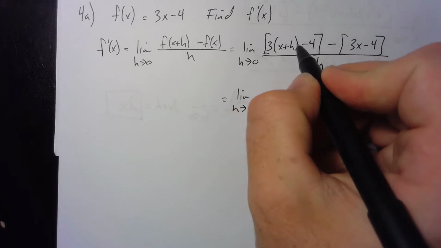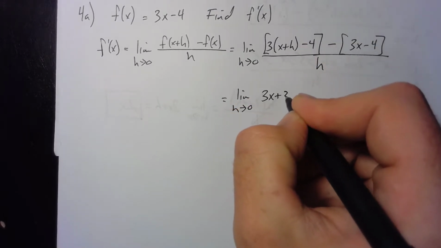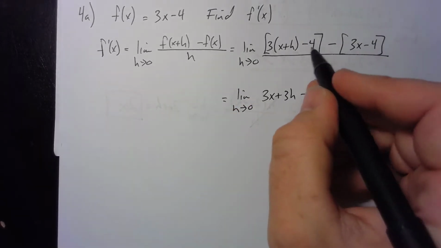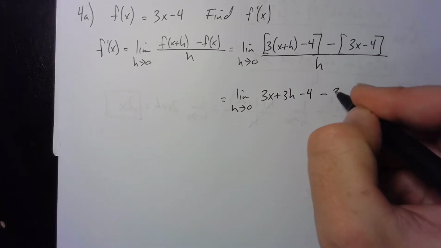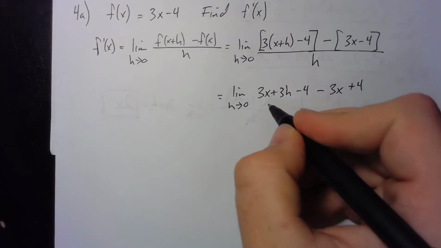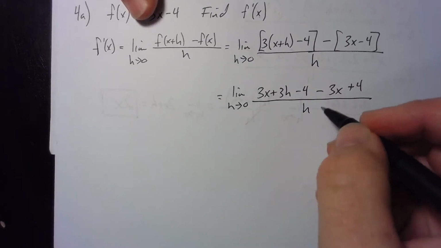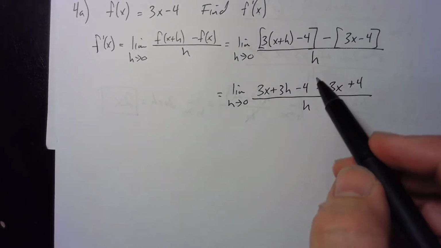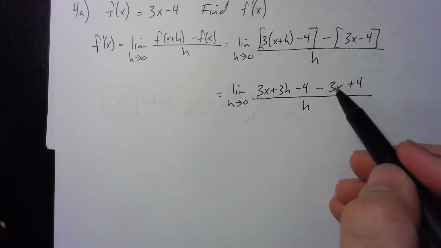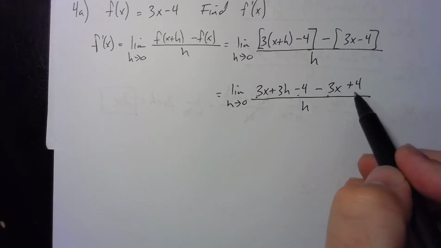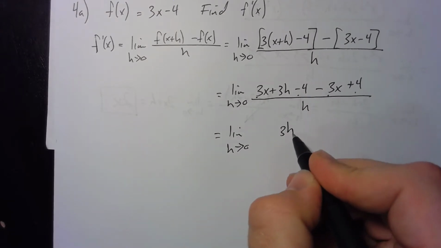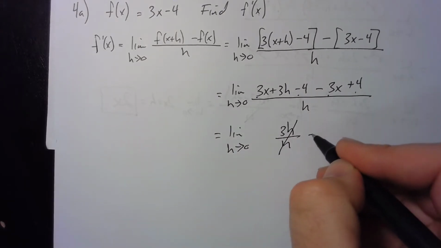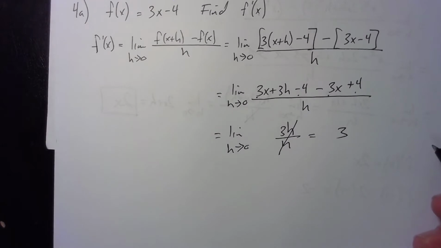So I'm going to distribute the 3. That's going to give me 3x plus 3h minus the 4. I'm going to drop those brackets, and I'm going to distribute this negative to both of those terms, giving me minus 3x plus 4, all divided by h. I'm going to go ahead and simplify term by term that I can. The positive 3x can cancel out the negative 3x. The negative 4 can cancel out the positive 4, leaving me the limit as h goes to 0 of 3h over h. The h is canceling out, leaving me the limit as h approaches 0 of 3, giving me back 3.